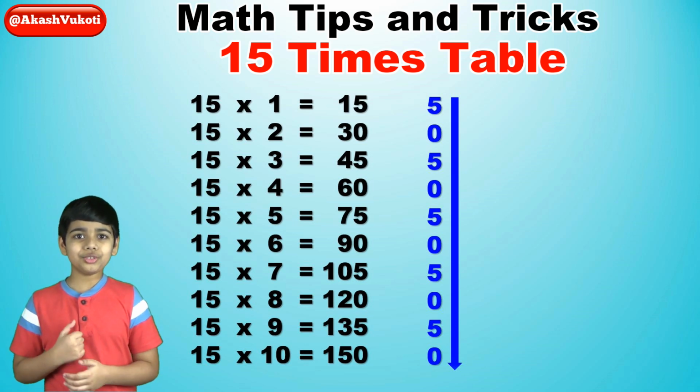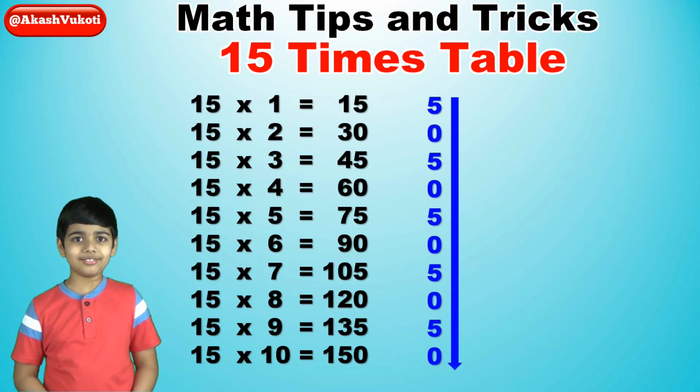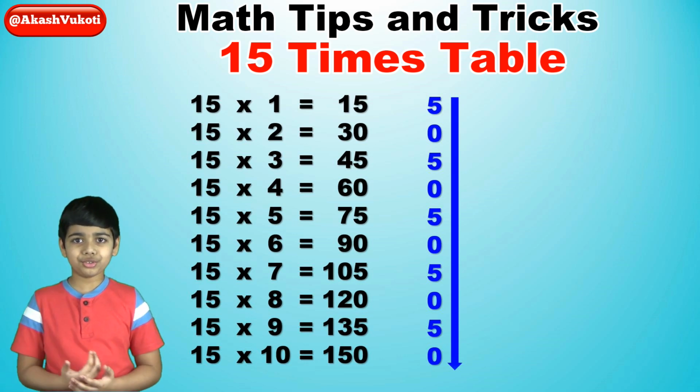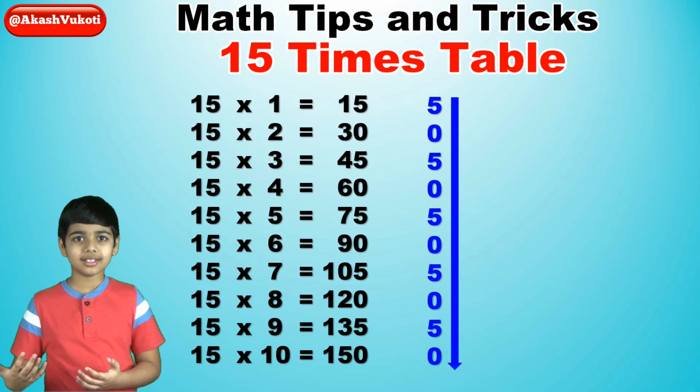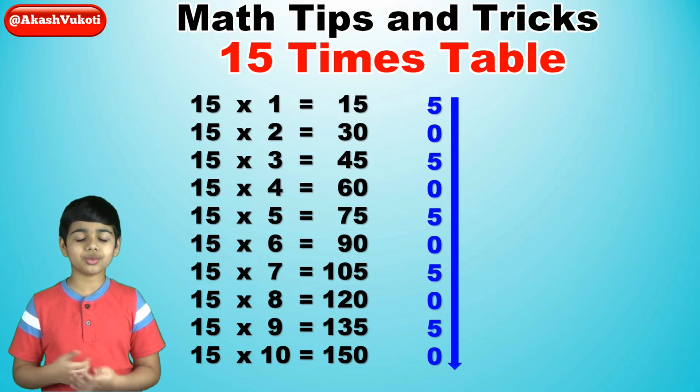We write 2 consecutive odd numbers, then we write 2 consecutive even numbers, then 2 consecutive odd numbers again, and then 2 consecutive even numbers again, and then so on and so on.